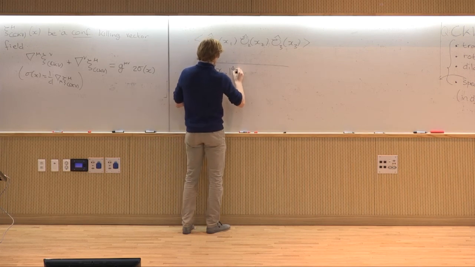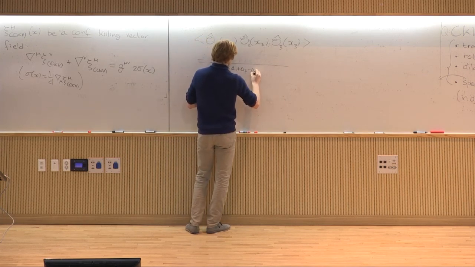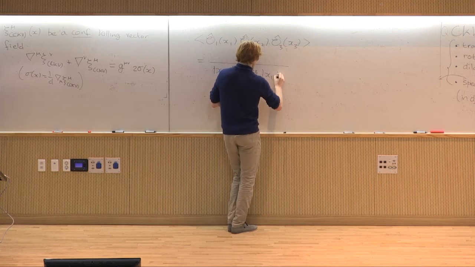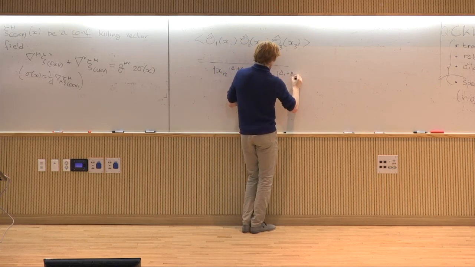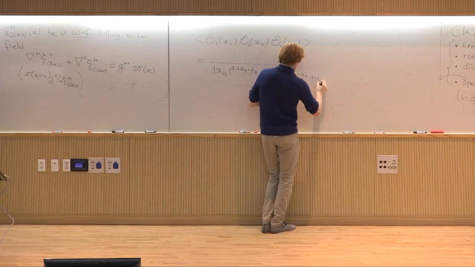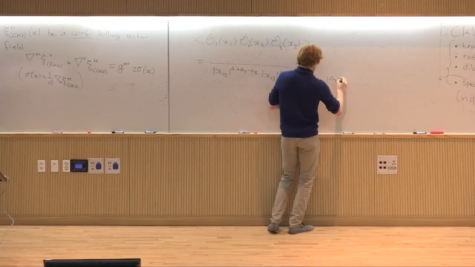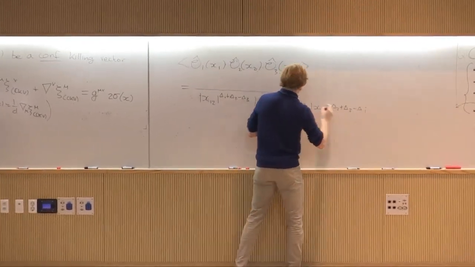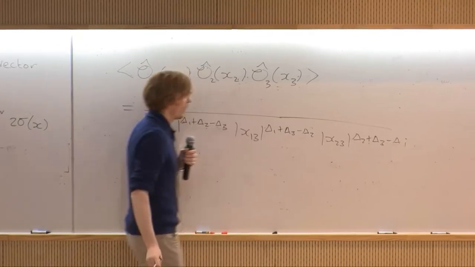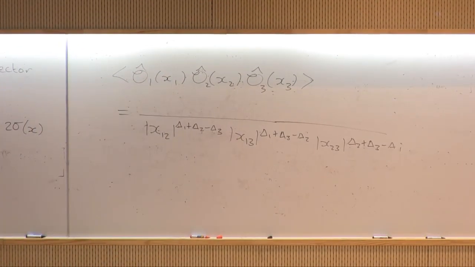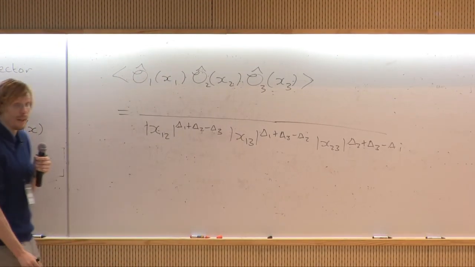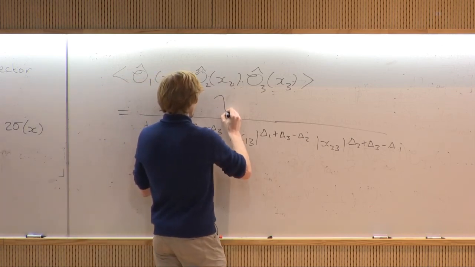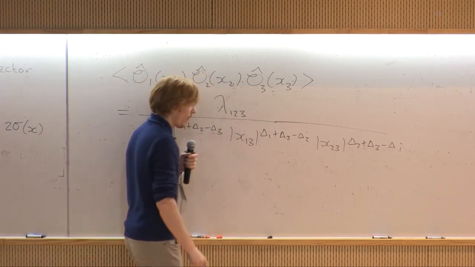x_{12} to the delta 1 plus delta 2 minus delta 3. And it looks like this. x_{13} to the delta 3 minus delta 2, x_{23} to the delta 2 plus delta 3 minus delta 1. And in fact, for the three-point function of primary scalars, the only ambiguity that you're left with is the overall constant here, which I can call lambda 1, 2, 3.